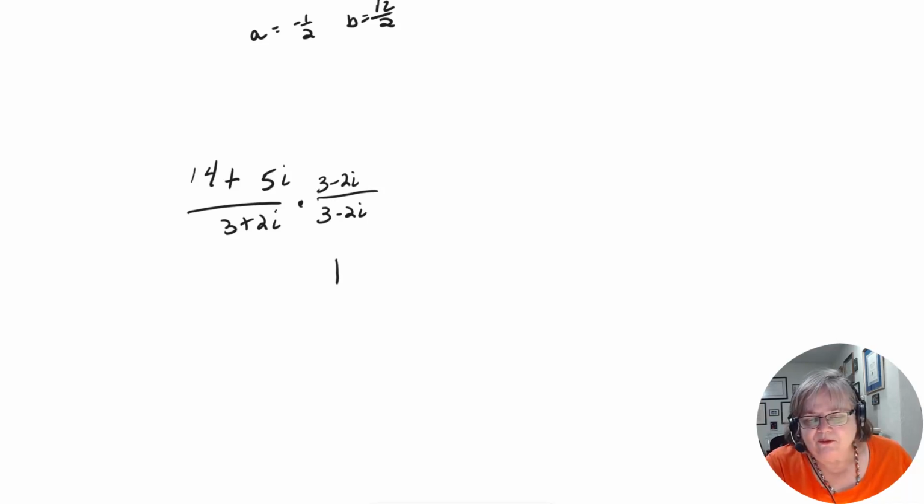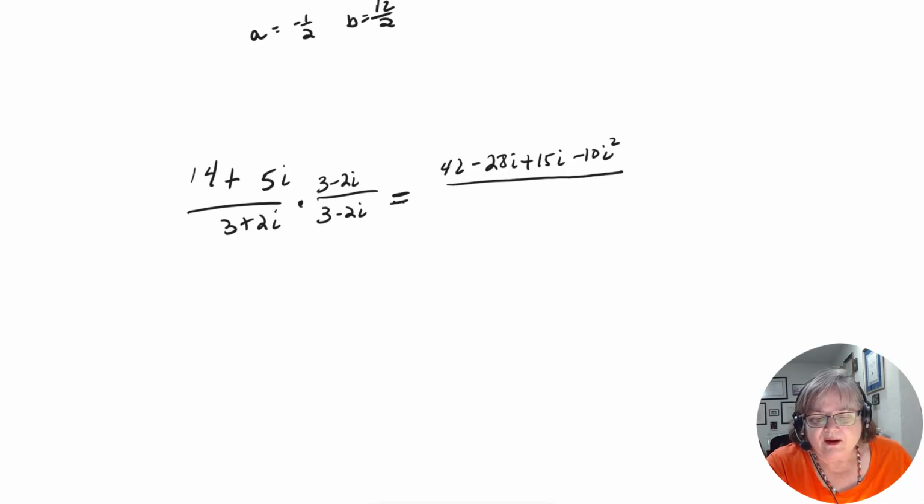Now, when we do that, we're going to do the distributive property or the FOIL method, whichever one you use, and let's do the numerator. So 14 times 3 is 42. Then you would have minus 28i, 14 times minus 2i. And then 5i times 3 is 15i. And 5i times negative 2i is negative 10i squared, over 3 times 3 is 9. 3 times minus 2i is minus 6i. 2i times 3 is a positive 6i. And 2i times negative 2i is negative 4i squared.